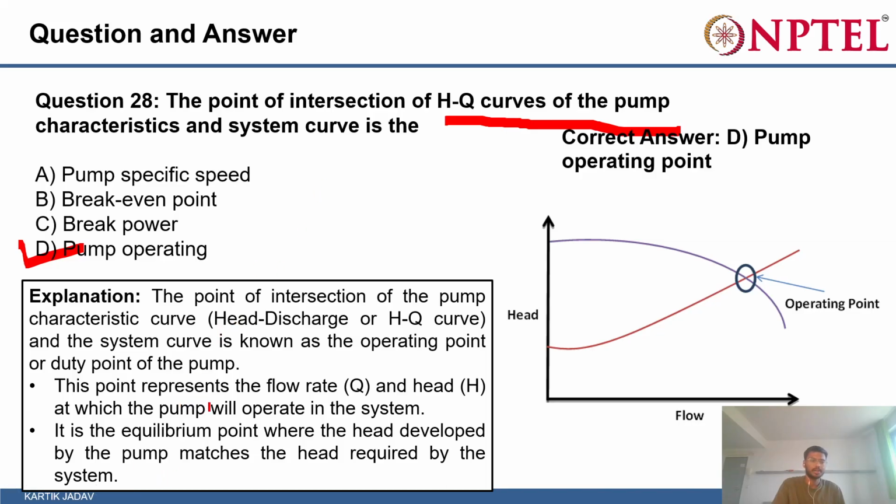This point represents the flow rate and head at which the pump will operate in a system. It is an equilibrium point where the head developed by the pump matches the head required by the system. It is very crucial during pump operation to identify this operating point, so it matches the equilibrium between head developed by the pump and head required by the system.